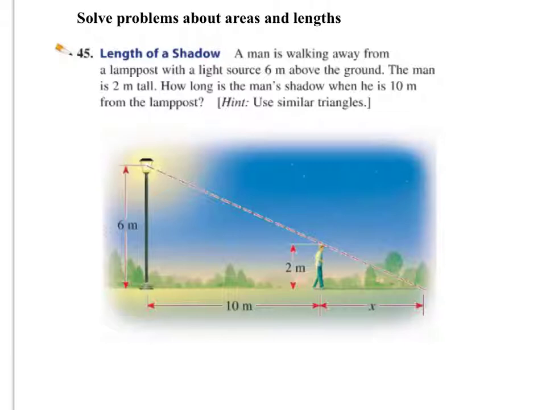The man is 2 meters tall. How long is the man's shadow when he is 10 meters from the lamppost? And as a hint, they say use similar triangles. So let's look at the triangles in this figure.